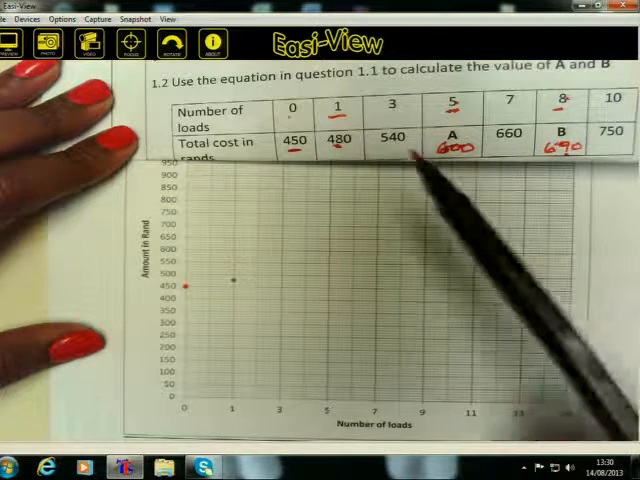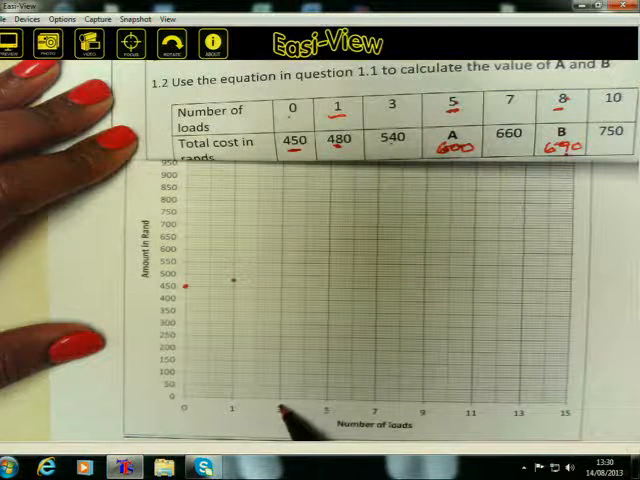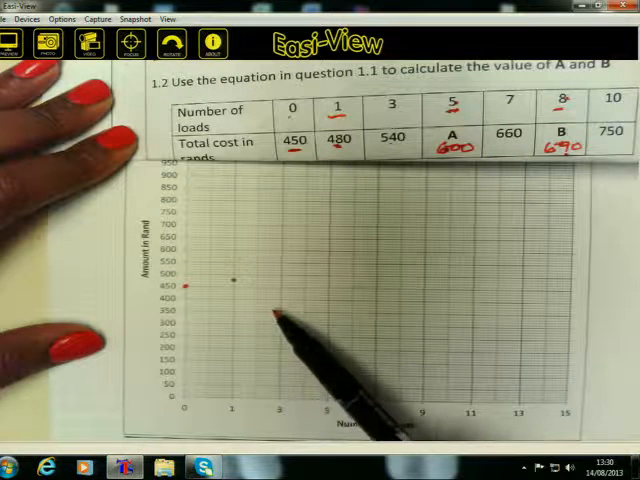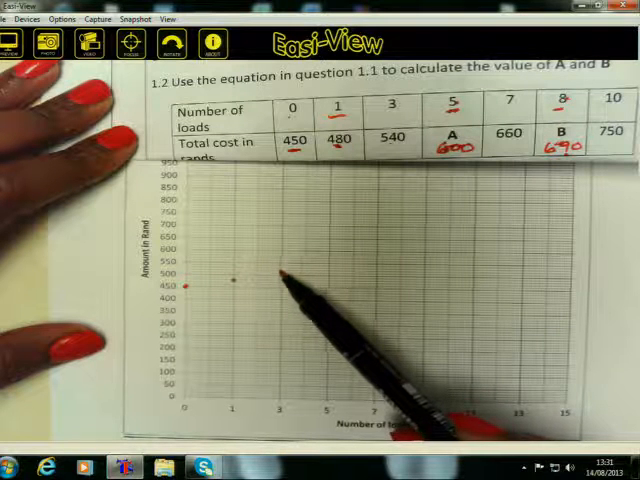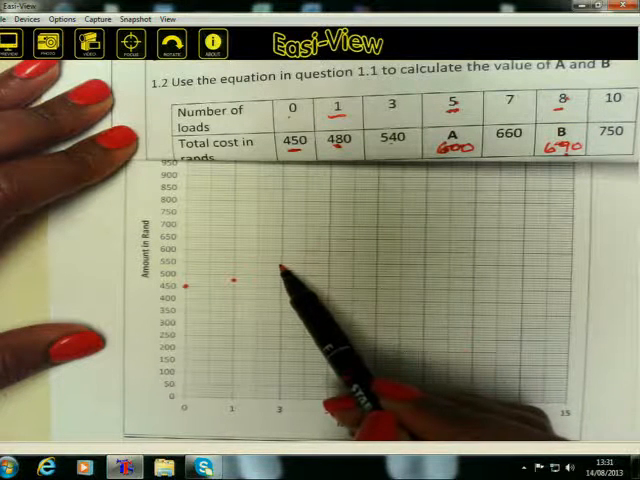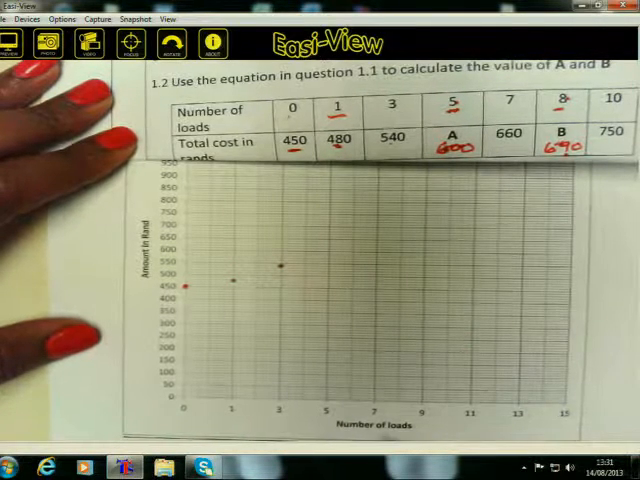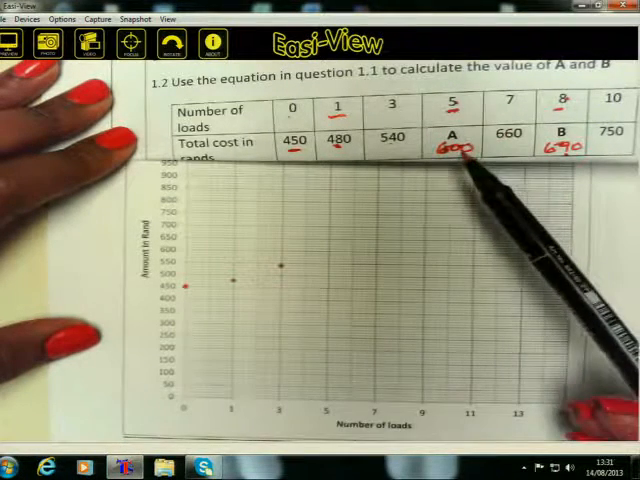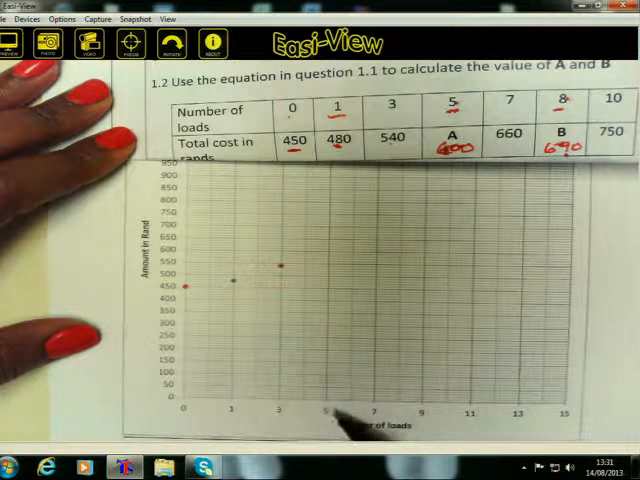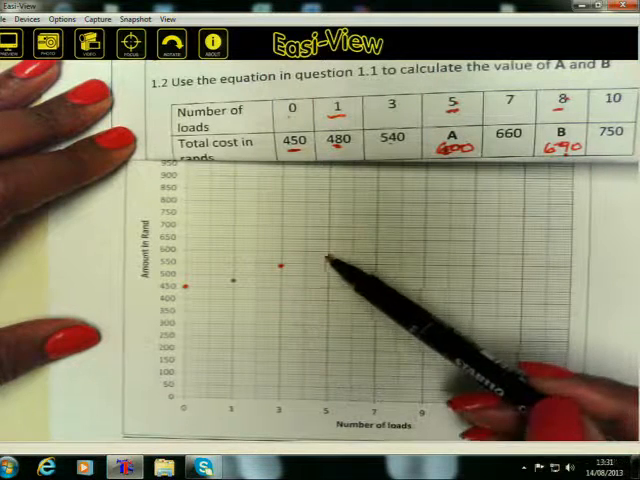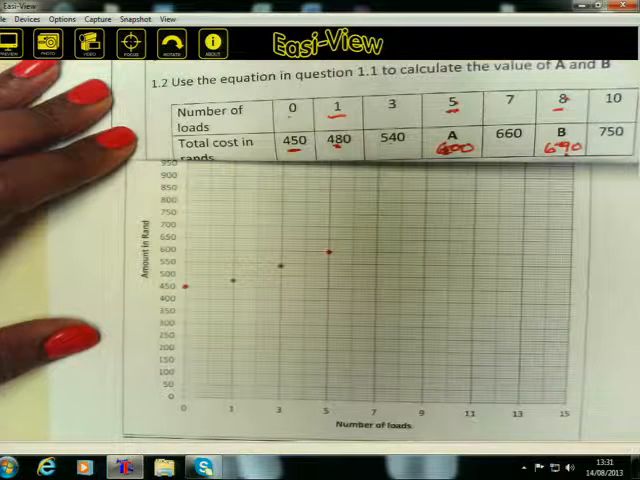Let's move on. 3 loads, the cost will be 550. There is 3 loads. Now let's look at the cost, 540. There is 500. 510, 520, 530, 540 is just below 550. And now the next value, the number of loads, remember it's 5. And remember, we did calculate that value of A and we found it as 600. So we look for 5 loads and then we look for 600. And exactly there, that's why you'll plot your point at 600.